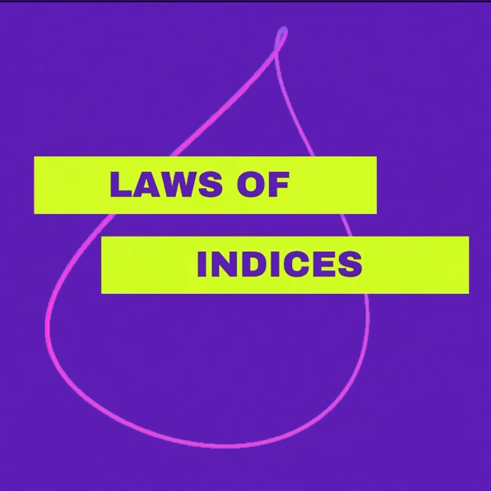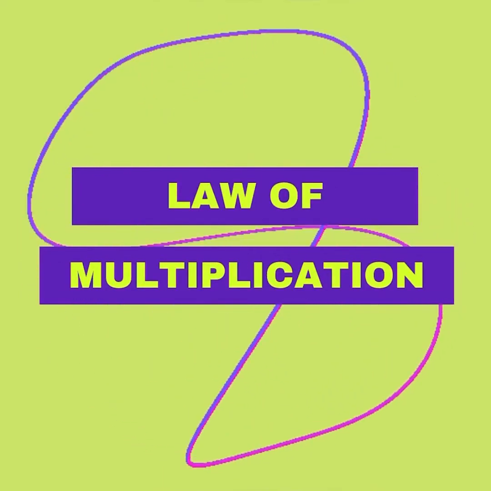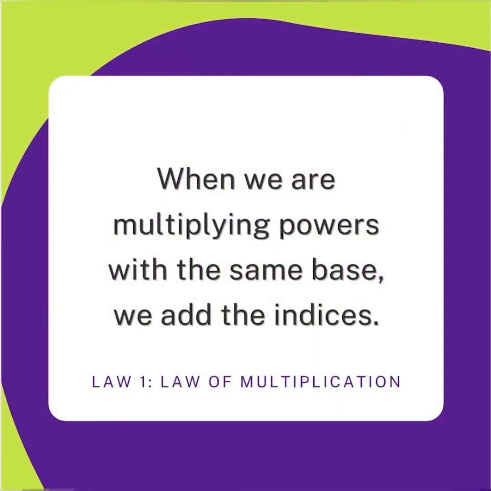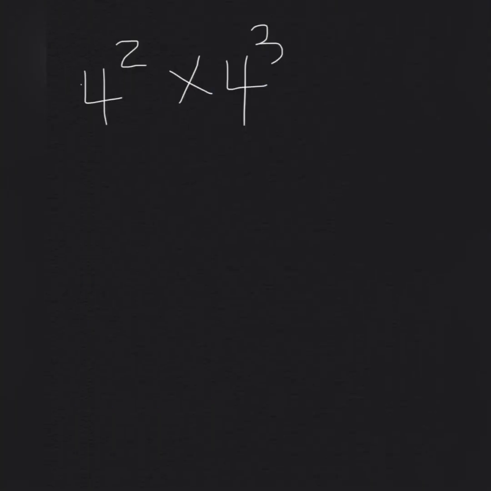So today we'll be reviewing the laws of indices. So the first law, the law of multiplication. When we are multiplying powers with the same base, we add the indices. Now let's look at this example. So the rule states that if the bases are the same, we can go ahead and add the indices.